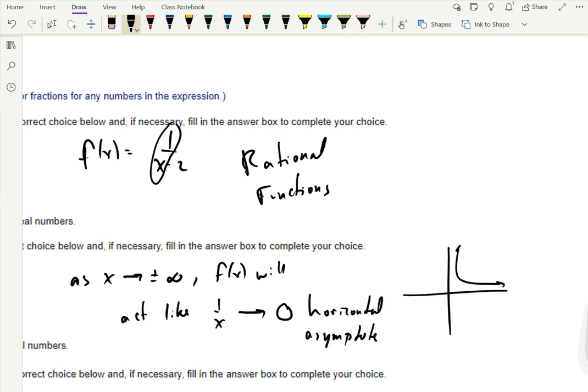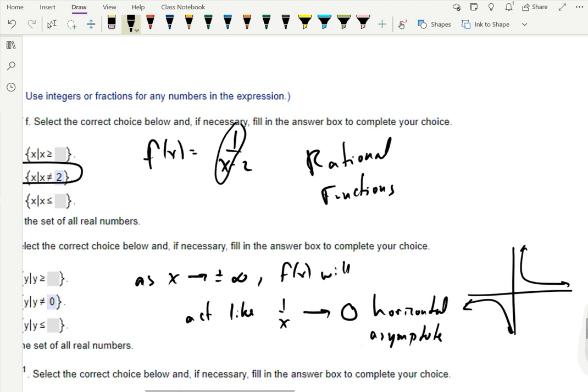So we're going to end up with a graph that looks something like this. Just a very, very rough sketch as far as our end behaviors. Now, we do have that minus 2 in there, so that's really going to shift it over 2 spots. So we should have a vertical asymptote over here at 2. Okay. So that would be a little better description of our graph.